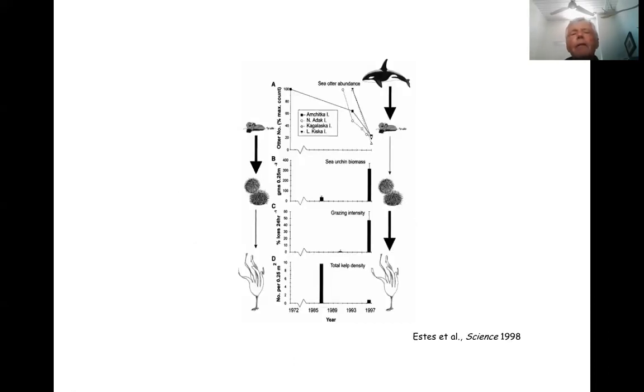Why did that happen? What in the world would cause killer whales, which have been around for a long time and were around offshore in that system, to come in and start eating the otters in such large numbers when they did?